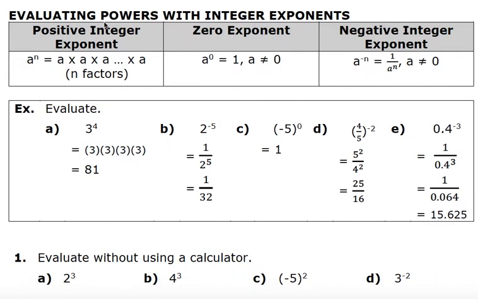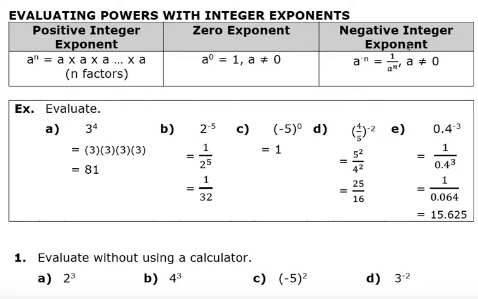Next, evaluating powers with integer exponents. So what we're going to do is look at each of these exponent laws. If we have repeated multiplication of the same term, we can express that as an exponent. It allows us to express repeated multiplication. Next, the zero exponent law. Every base raised to the power 0 is equal to 1, except for when the base is 0. That would be 0 to the exponent 0, which is undefined.